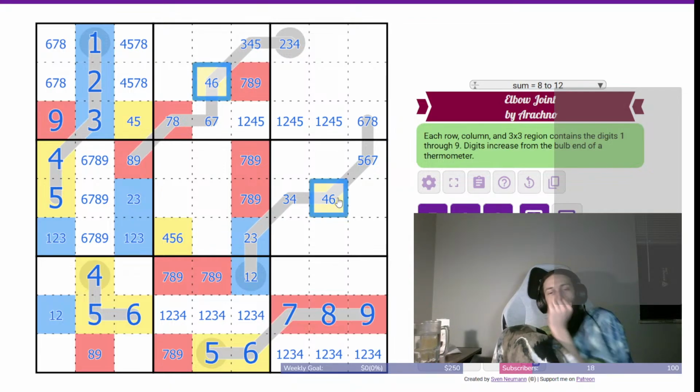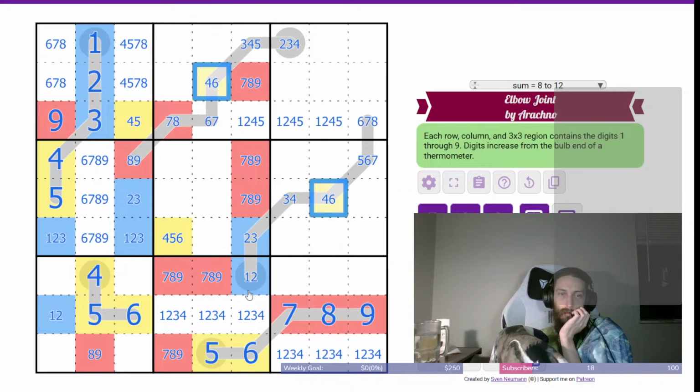Can these two be the same? If they were both 4, 3, 2, 1, 3, 2, those wouldn't overlap. Oh, it would end up being 5 and 4.